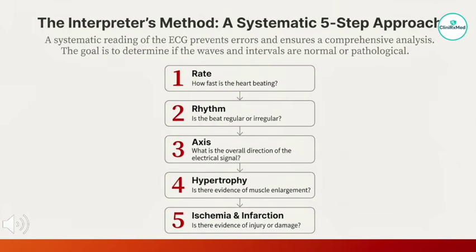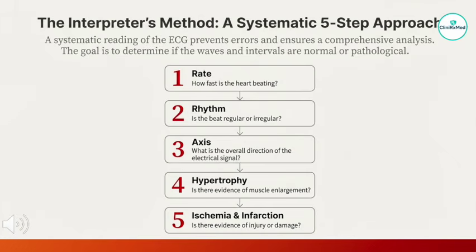Step 4. Hypertrophy. Fourth, we look for evidence of muscle enlargement. If the heart walls are thickened, the electrical signals will be larger or taller on our paper, indicating the heart is working too hard.